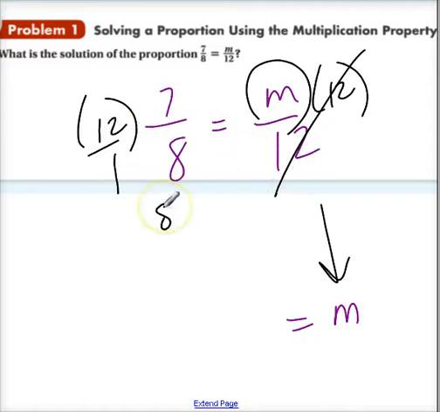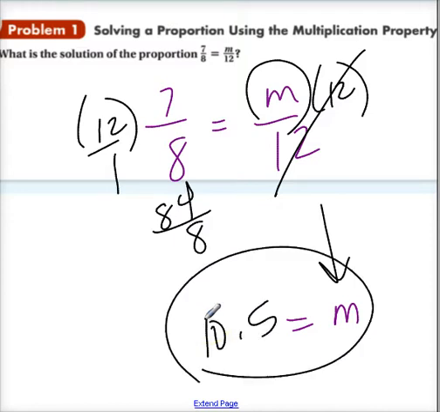12 times 7 is 84 over 8. And my answer is 10.5. So that's one way to solve. It's called using the multiplication property.